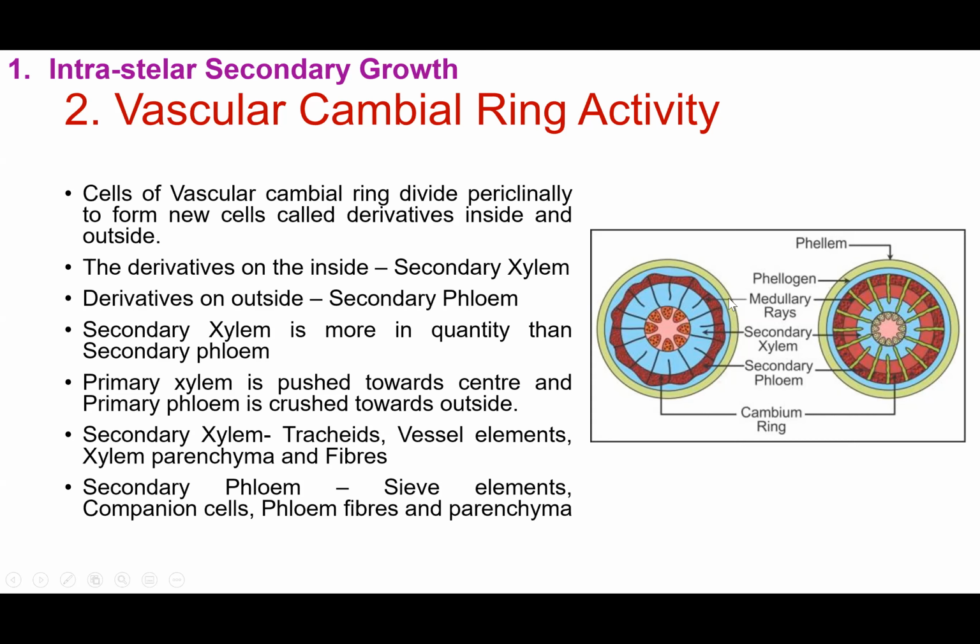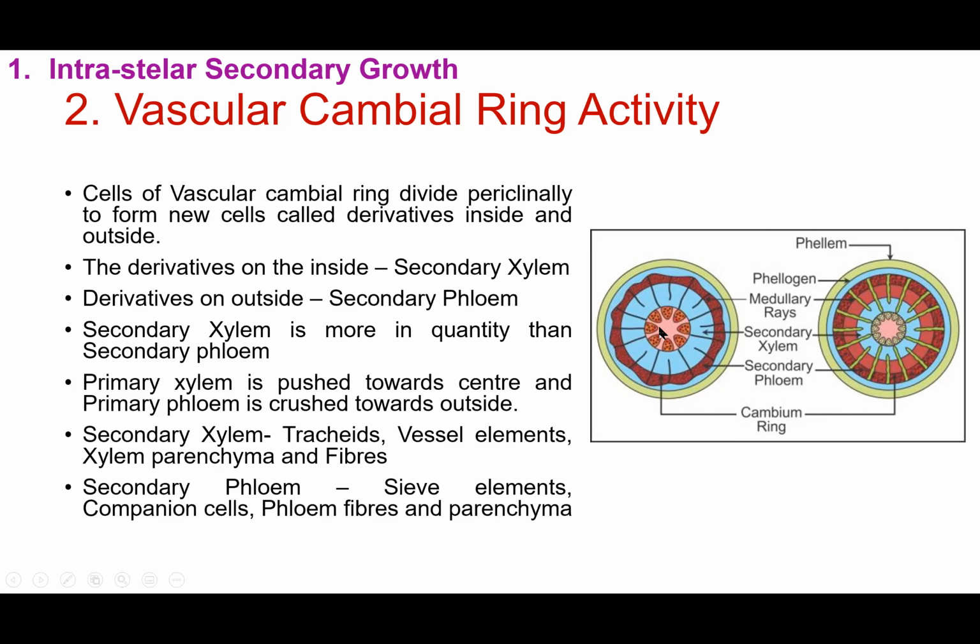So if we see in this picture, we can see that this is the cambial ring, and this is the secondary xylem, and this is the secondary phloem. So this black color ring that you can see is your cambial ring. Blue is secondary xylem. This red is secondary phloem.